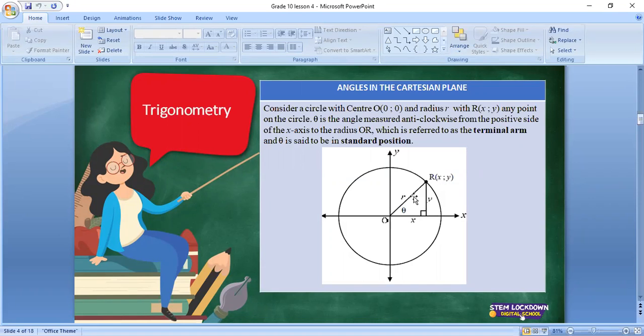So we're saying once this angle is less than 90 degrees, all three trig ratios will be positive. Again, once this arm is in this first quadrant, where our theta is less than 90 degrees, all your three trig ratios will be positive. Okay, that is what we have on the next slide.